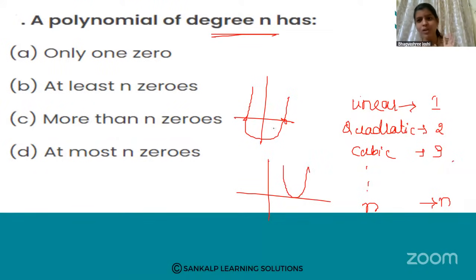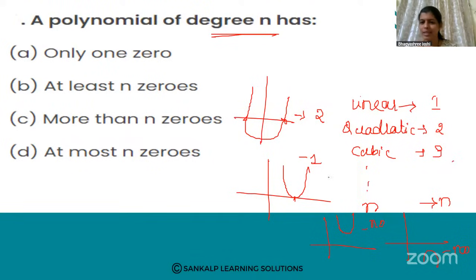This is also a quadratic polynomial and this is also a quadratic polynomial. Here we are getting 1 zero. Here we are getting 2 zeros. In some graph, the parabola, the U shape is above the x-axis or below the x-axis. So in this condition, how many zeros does it have? No zeros, right? No zeros.